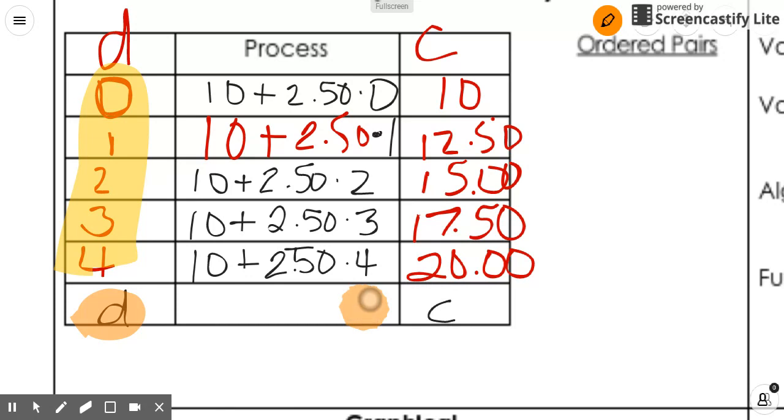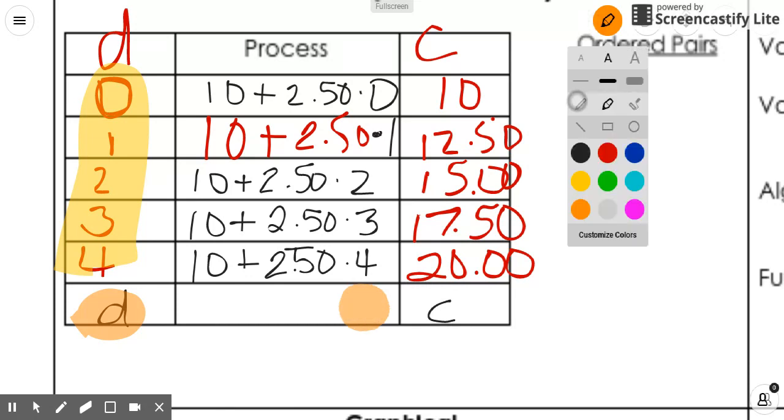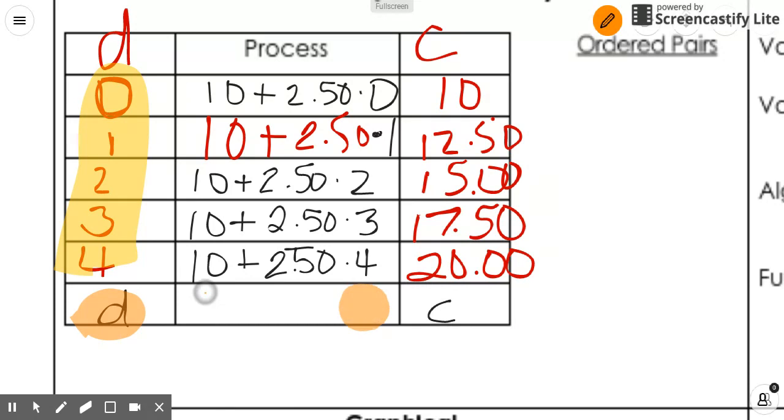So we're going to follow the same pattern, and then we're just going to put D in the place there. So we've got 10 plus $2.50, and instead of times a number, this time it's times D. Okay, now if we're putting together our ordered pairs, we just look at the D column and the C column.